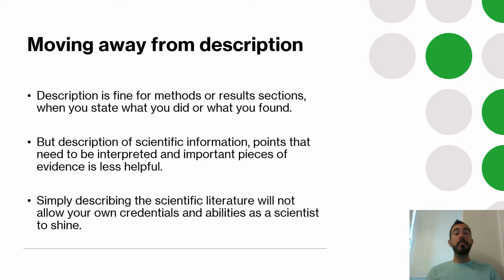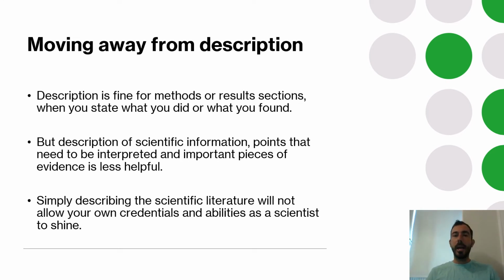Let's look at how we move away from description. As I previously mentioned, description is fine for the methods or the results sections, where you're simply stating what you did or what you found out. In fact, the reader doesn't expect any evaluation in the methods or the results because they're simply there to state facts. Description of scientific information in other areas of your report is less helpful because the evidence needs to be extended and put into context.